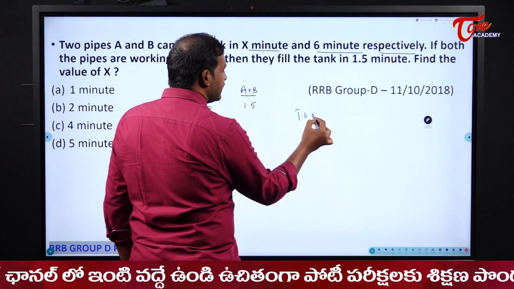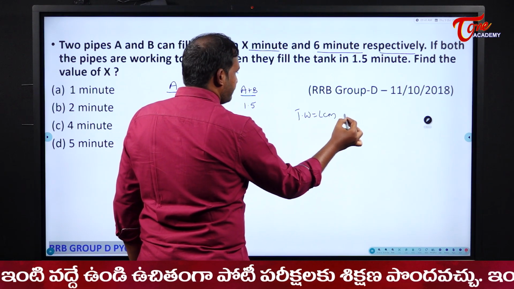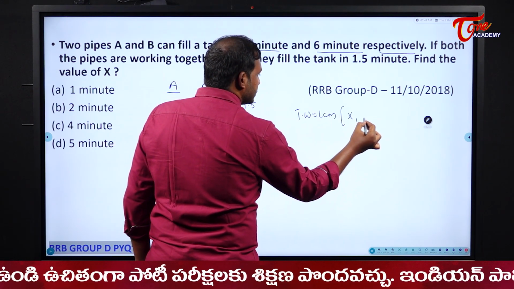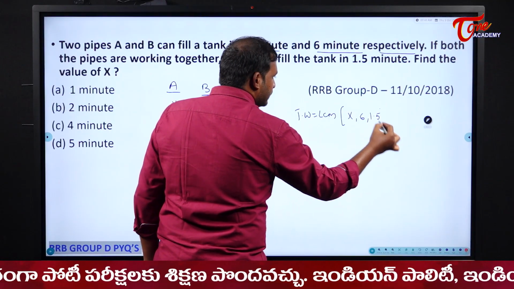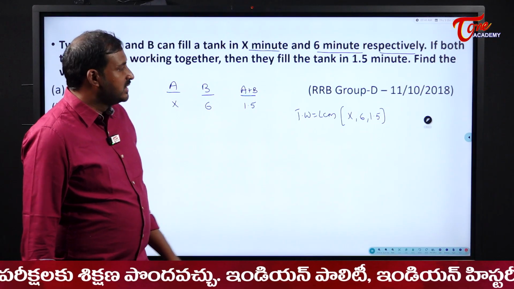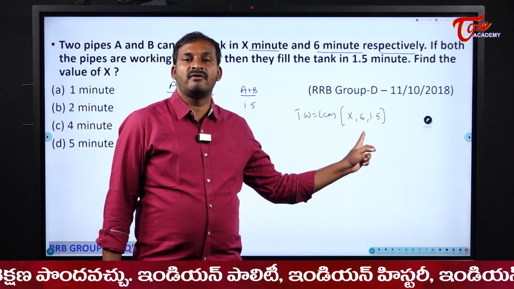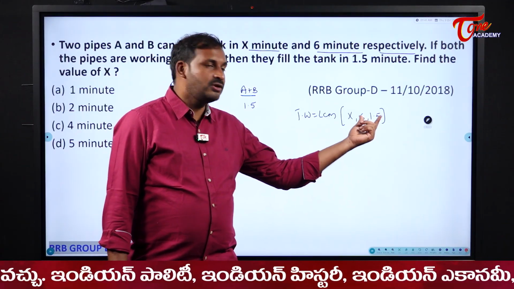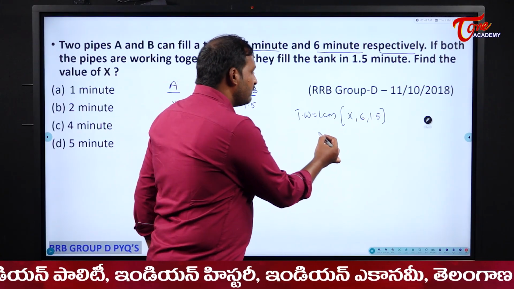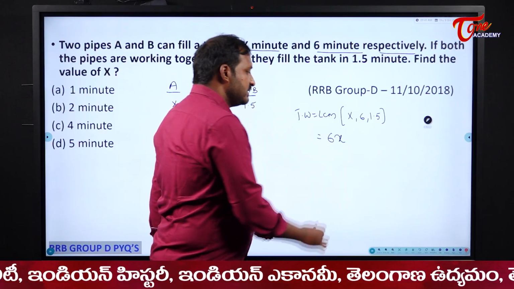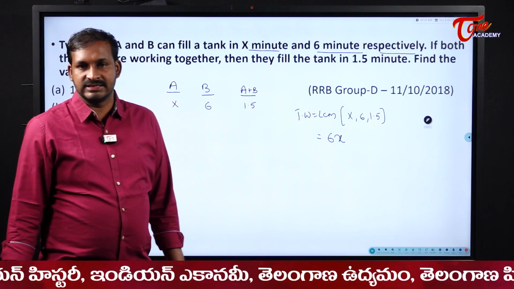So total work will become what here? LCM of x, 6, 1.5. See here students, 6 is a multiple of 1.5, so need not worry about that 1.5. So what will be my LCM here? 6x. My LCM will be equal to 6x here.